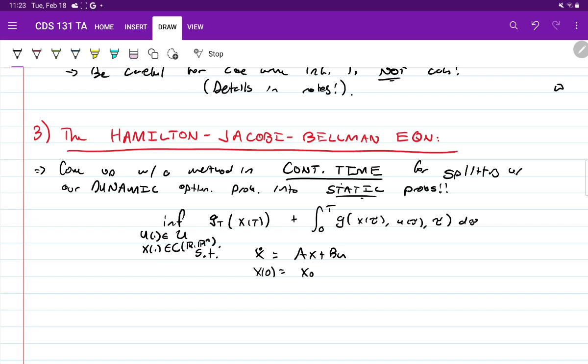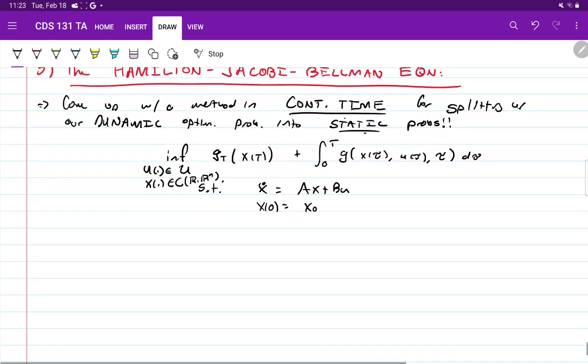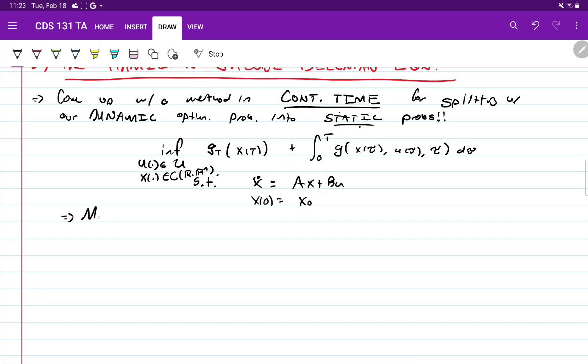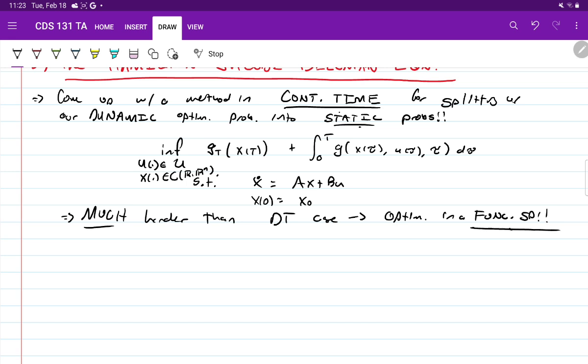So this is a much harder problem to solve, much harder than the discrete time case, because we're performing an optimization in a function space. This is an infinite dimensional optimization problem as opposed to the previous one. So what are we going to do? Well, let's see if we could follow the same basic structure that we did in the discrete time case.